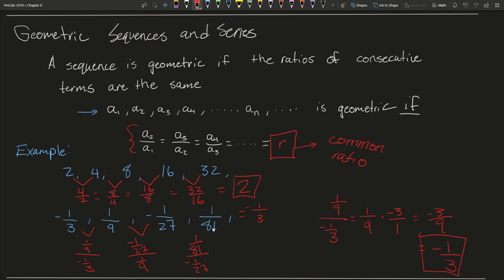And that's how you find out whether or not something is geometric. You find the ratio between two sequential terms, and if they're constant, then it's geometric. If any of the ratios are not equal to any of the others, then it's not geometric. Okay, so I want to pause there for a second. Are there any questions over what you see on your screen right now?